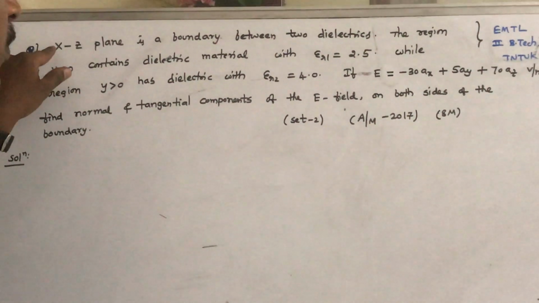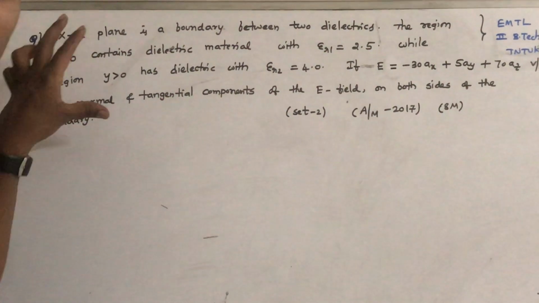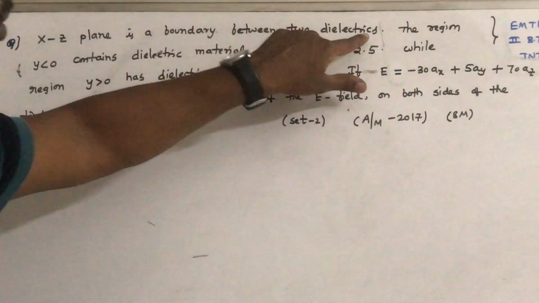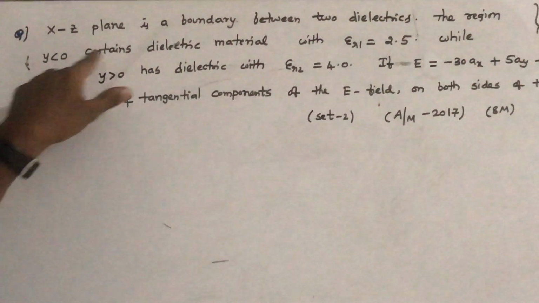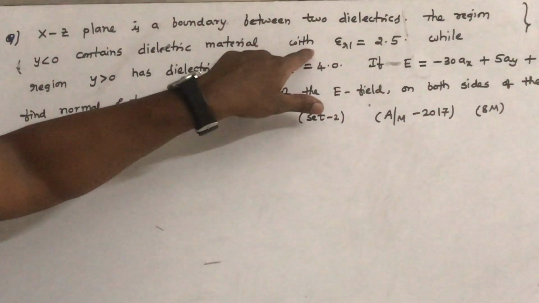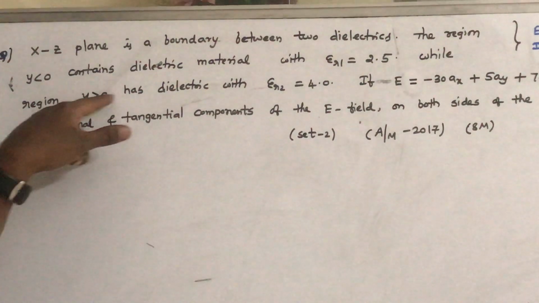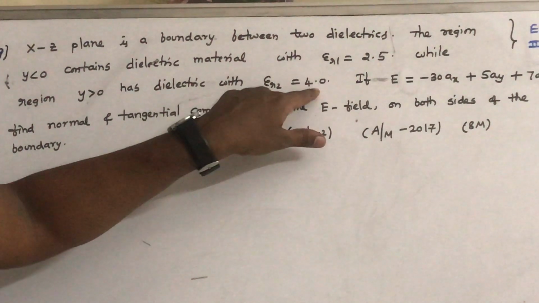This is a question based on dielectric boundary conditions. The xz plane is a boundary between two dielectrics. The region y less than 0 contains a dielectric material with epsilon r1 equal to 2.5, while the region y greater than 0 has a dielectric with epsilon r2 equal to 4.